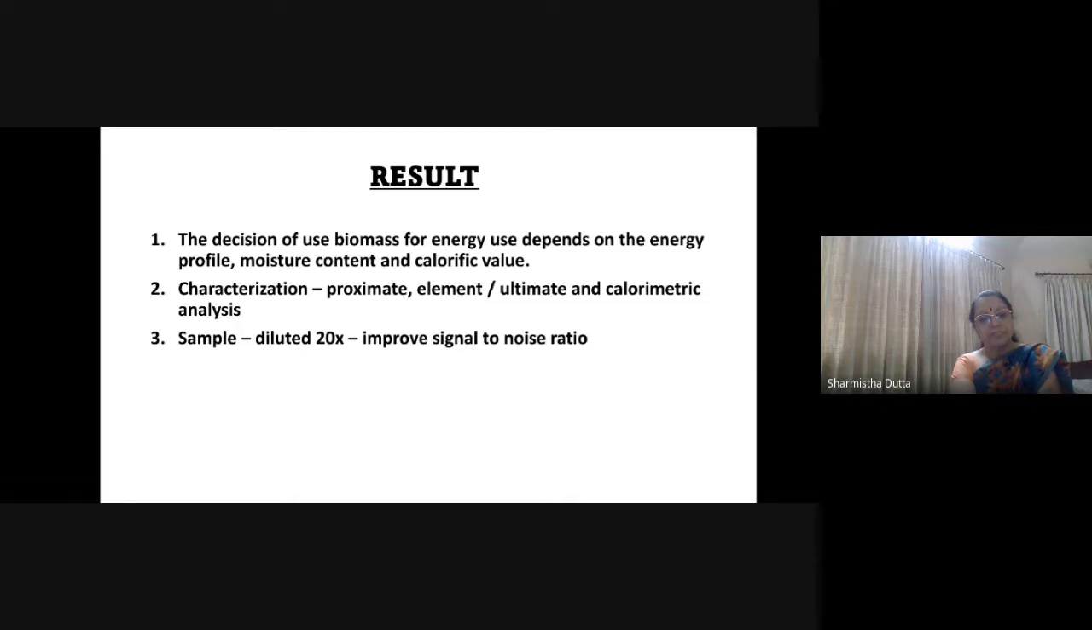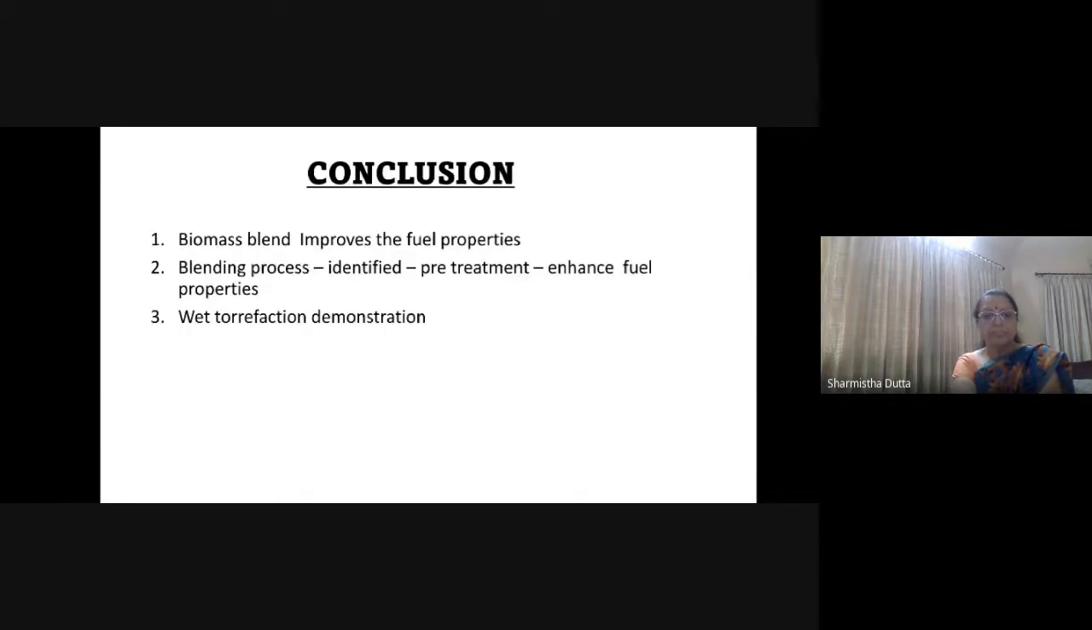The matrix of these samples has been found to interfere with the result of this test. The sample was therefore diluted by 20x to improve the signal to noise ratio, and in doing so the limit of detection for the test was also evaluated.